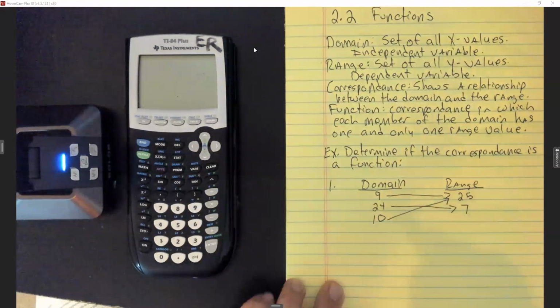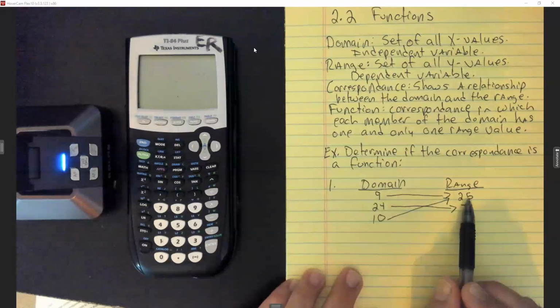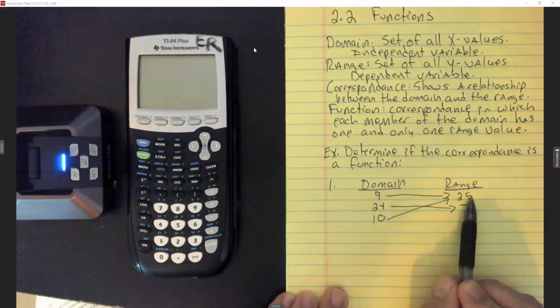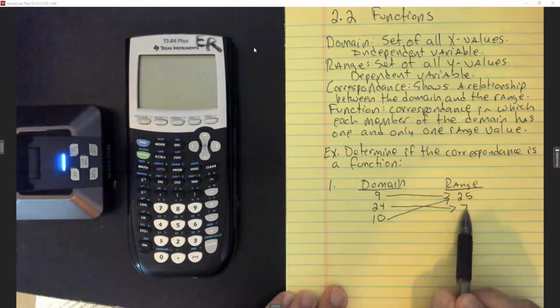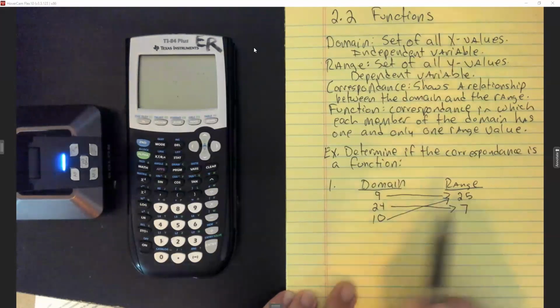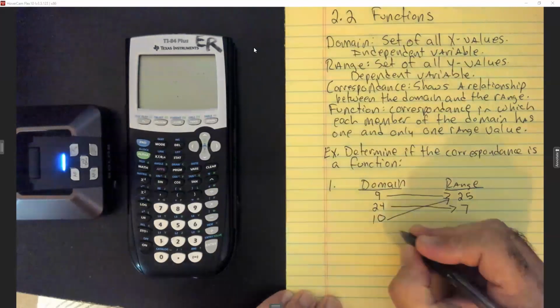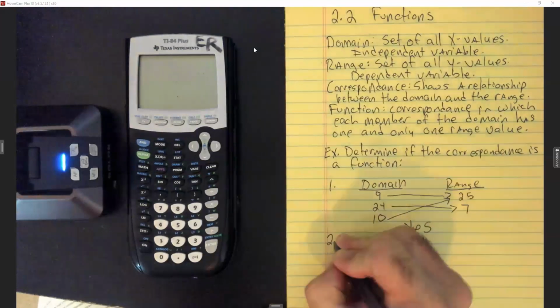So what we got to do is take each of these domain values and make sure they only point to one range value. So notice 9, it only points to 25, so that's good. 24 only points to the 7, so that's good. And then the 10 only points to the 25, so that is good. So all my domain values only go to one range value, so this is definitely a yes. Any questions on that?